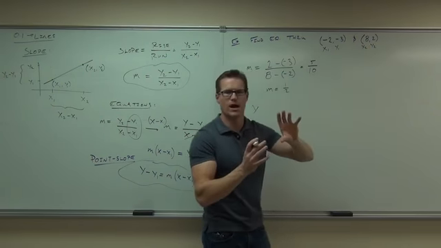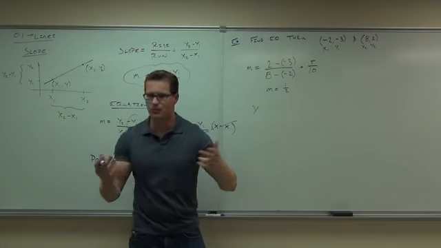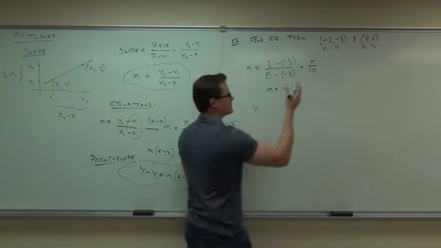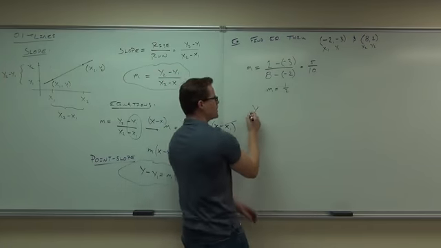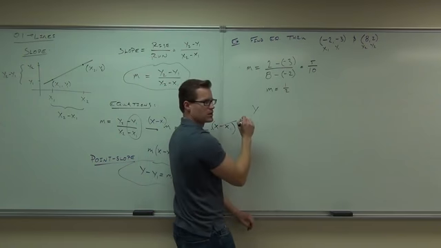It doesn't matter what point you use after you've already identified your slope. Here I'm going to stick with the same one to keep it kind of continuous for us. So we have y, what am I going to write?